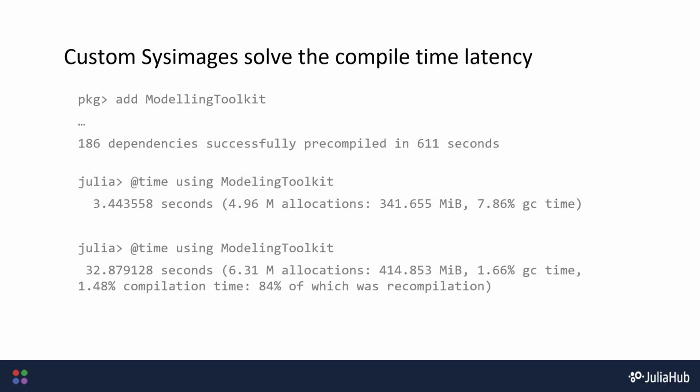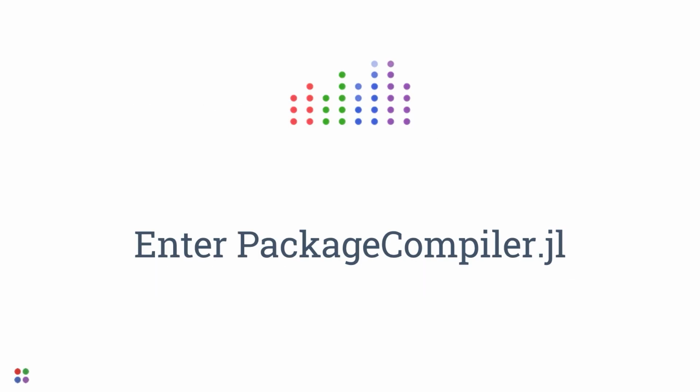So for example, ModelingToolkit on my machine takes maybe 5 to 10 minutes to precompile. And even after precompiling, the first using for ModelingToolkit can take anywhere between 3 to 10, maybe sometimes 30 seconds, right? Even after precompiling. So sysimages solve this problem.